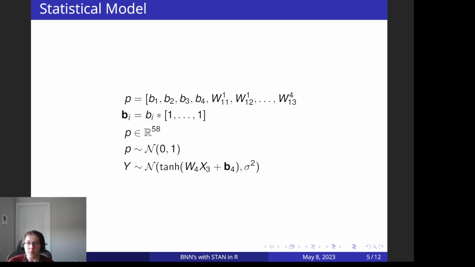So for my problem, I had 58 parameters, which are these weights and biases, where each element of a weight was a parameter and each bias was a parameter. And then I chose standard normal priors on each of the parameters. While that might seem to be too informative of a prior for this problem, because we don't know what sort of priors might work well, it's actually reasonable, because the tanh function has a range of -1 to 1.